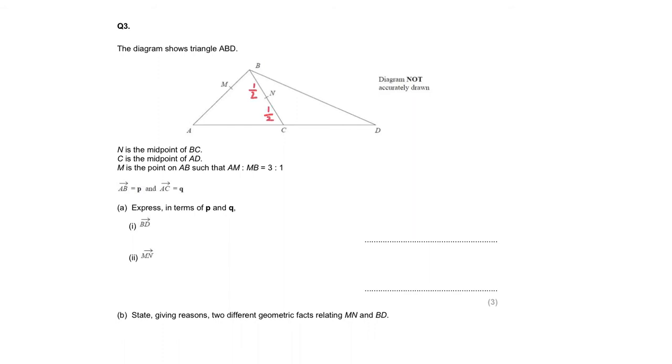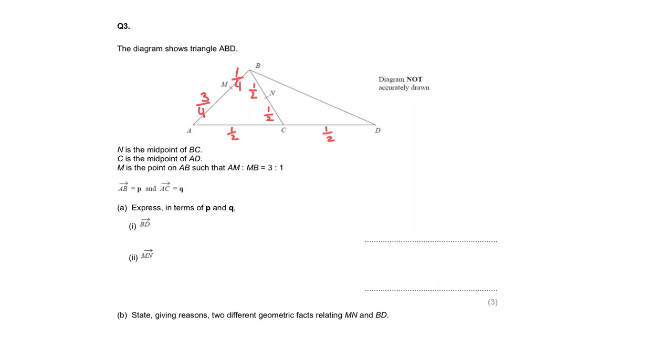Okay. C is the midpoint of AD. A half and a half. M is the midpoint of AB, such that AM is 3 and this is 1. So what's the total? 4. Perfect.